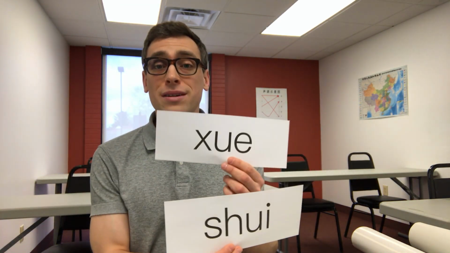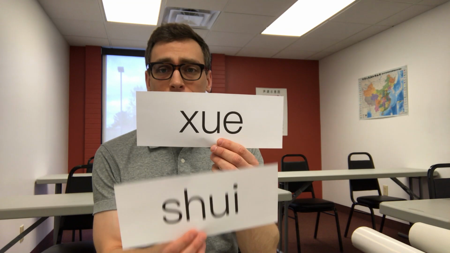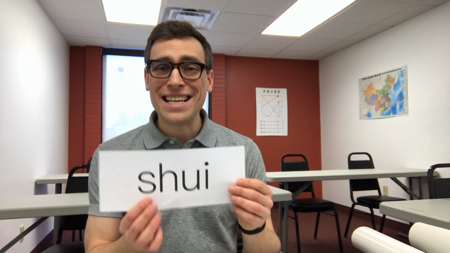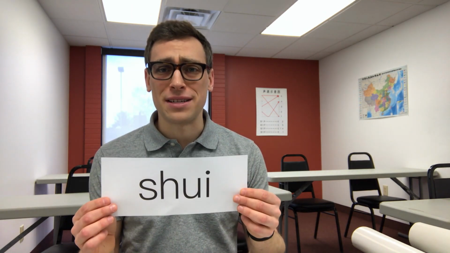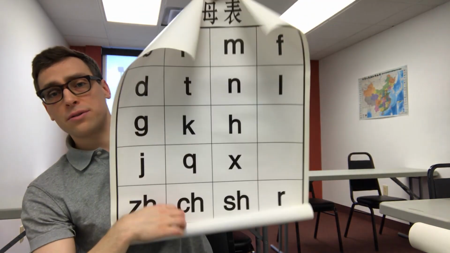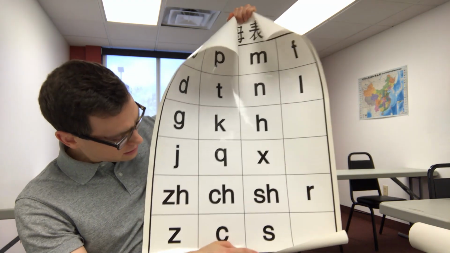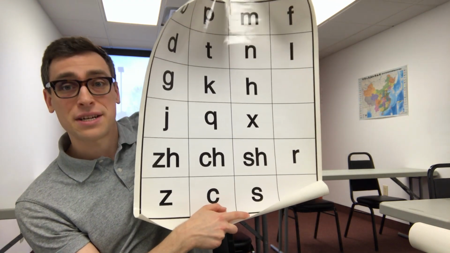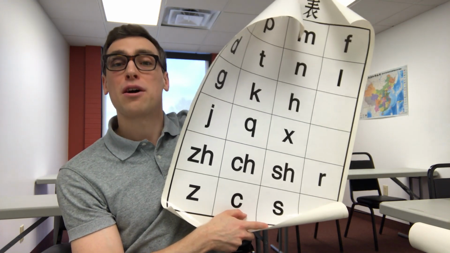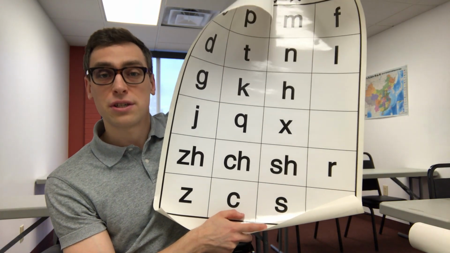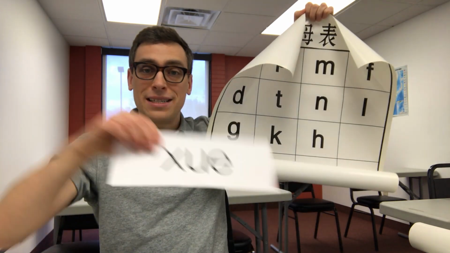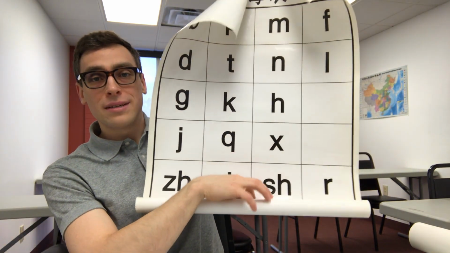The first one, we're going to start with the initial. So here we have an X, here we have an SH. If you remember from previous episodes of the show, an SH is what we call a retroflex consonant. It's part of a whole category of initials. Here's our initials chart. We see SH is on this line with ZH, CH, SH, and R. These are the retroflex, where your tongue is kind of curled back, and the tip of your tongue is on your hard palate at the top of your mouth. Zhi, chi, shi, ri.